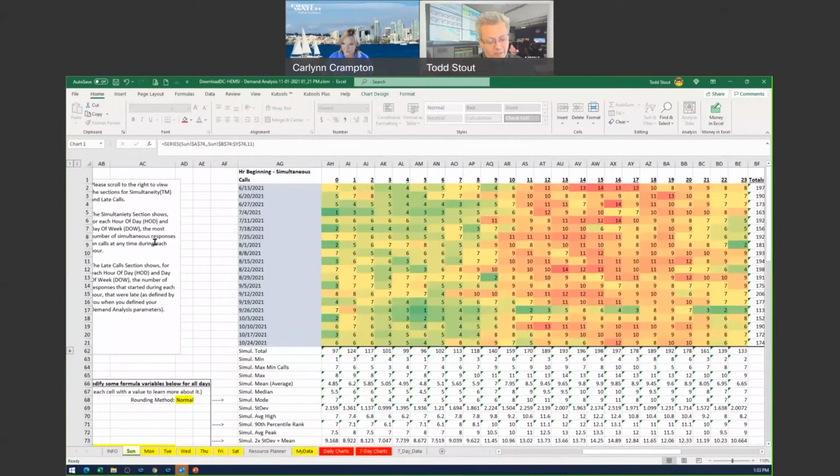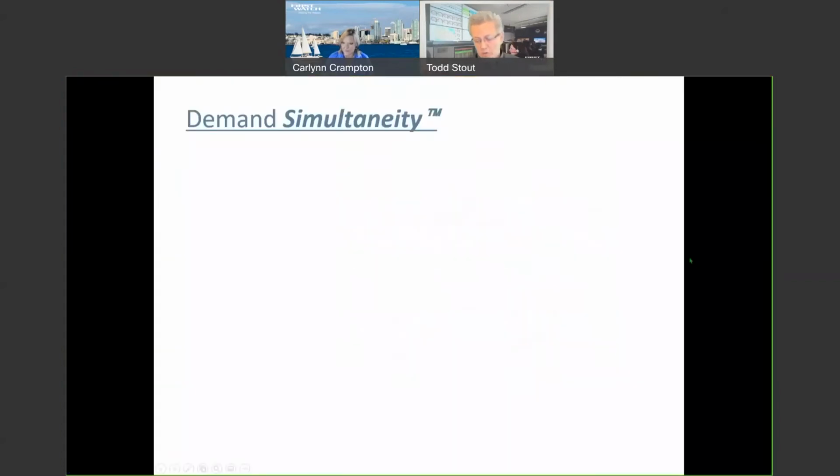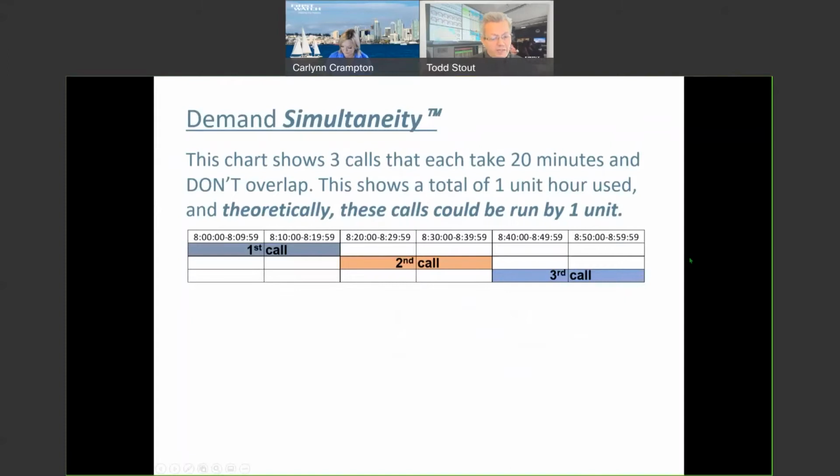But I'm going to pop out to a PowerPoint page really quick. And I think that will make it a little easier to follow the idea for this. So you have to remember with demand consumption, we are counting the time each unit takes on calls. So if I had these theoretical 3 calls that you see on the screen here, this is a timeline from 8 a.m. to 8:59:59. So basically it takes up an hour.